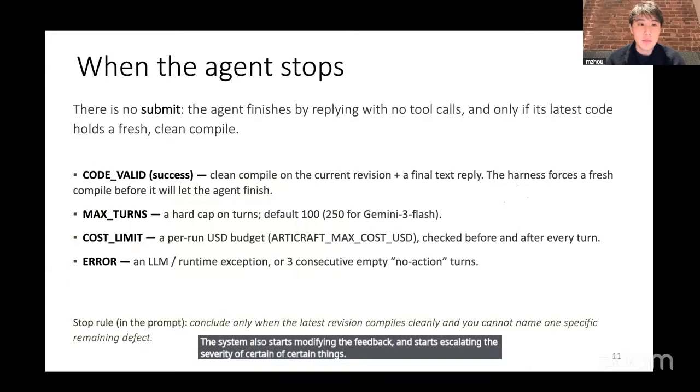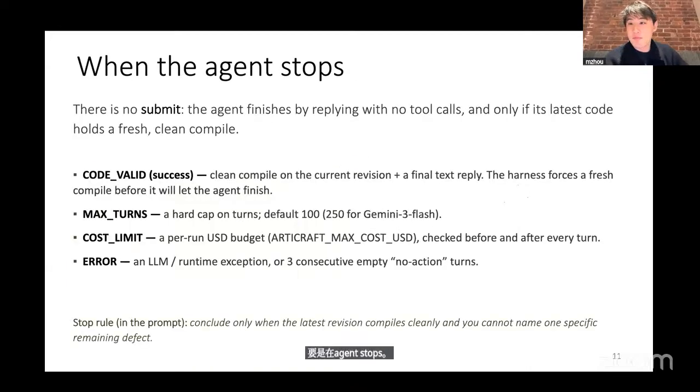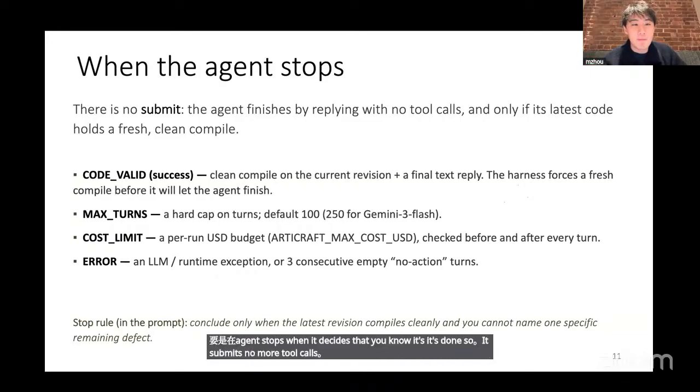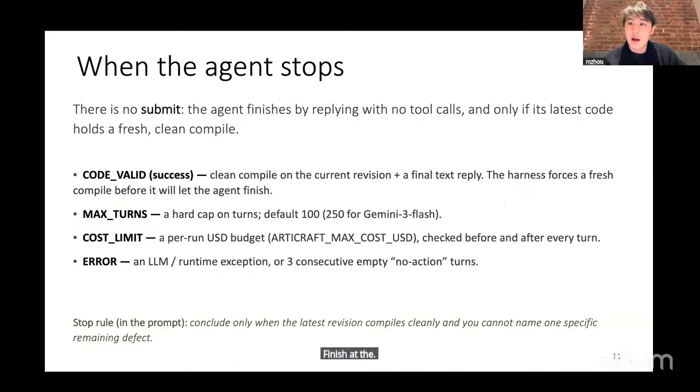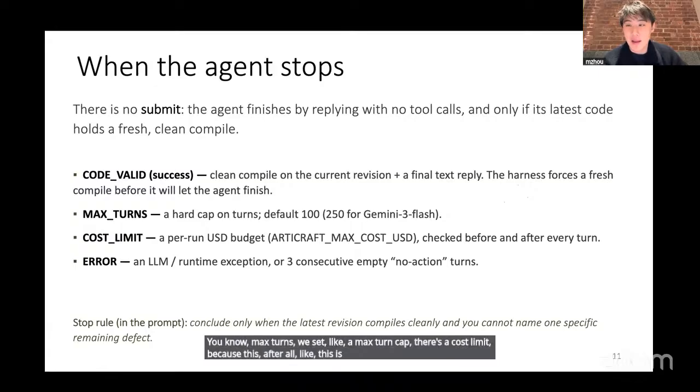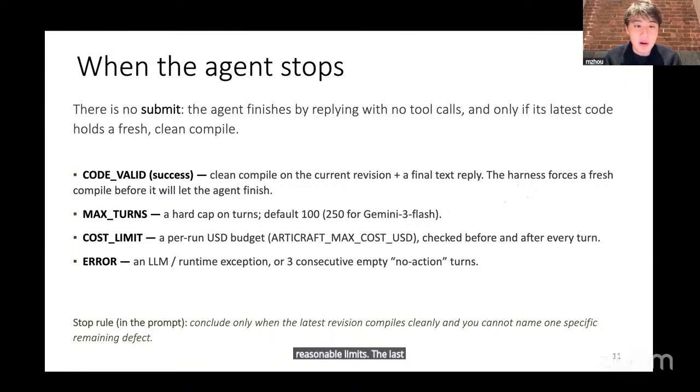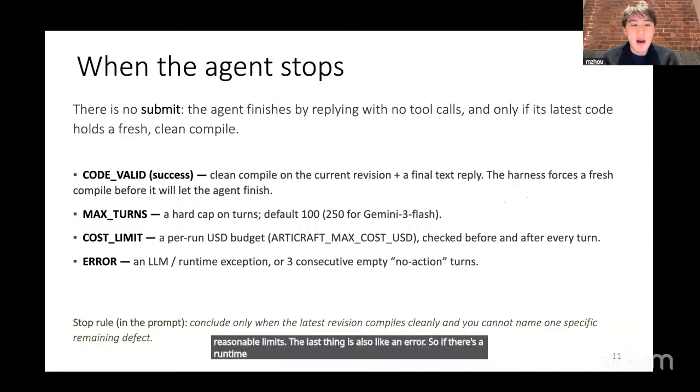of certain things. Yeah, so the agent stops when it decides that it's done, so it submits no more tool calls. And then we also let it finish if the code is valid. There's a couple other exit conditions. There's a max turn cap. There's a cost limit because this, after all, is a system that we intended and used to generate huge amounts of data. So we need some reasonable limits. The last one is an error. If there's a runtime exception, or other errors where the LM cannot continue, we also exit early.